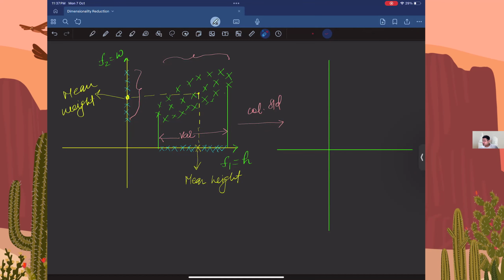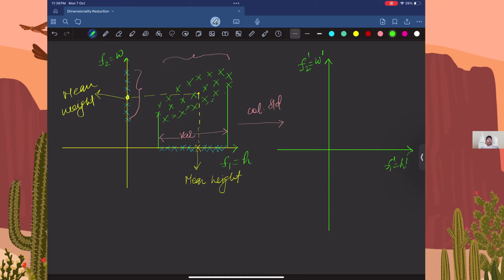Now, when I am performing the column standardization, I am getting a new data set. Let me call this new data set F1 dash, which is equal to H dash, and this is my F2 dash, which is equal to W dash. Are you getting my point?